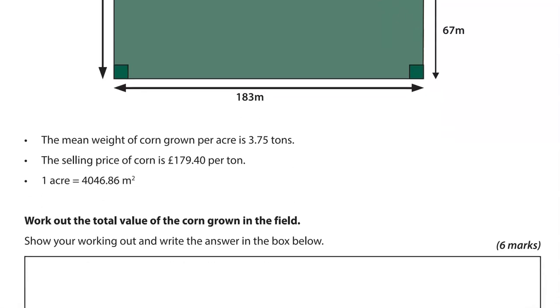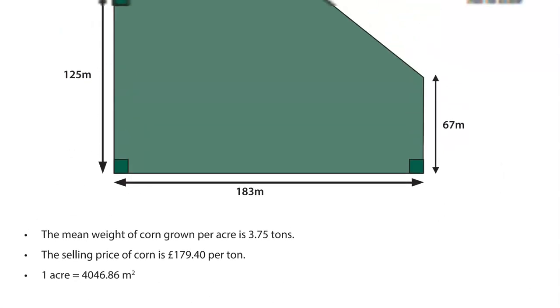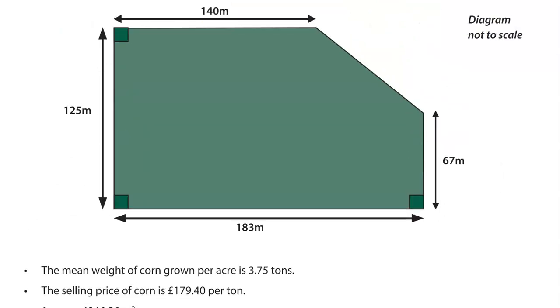So we need to work out the area of the field. The field has a compound shape, so you could split it into different simple shapes. What I'm going to do is I'm just going to extend this to make it into a full rectangle and then take away this triangle here, the area of this triangle.